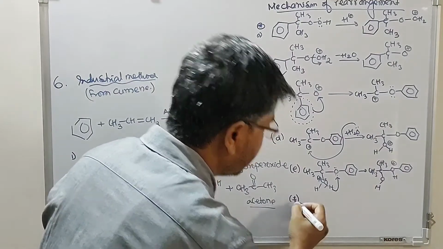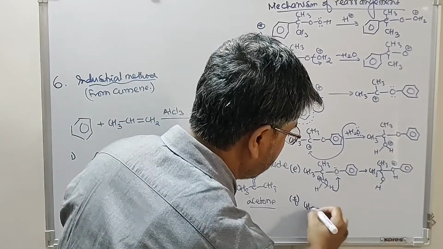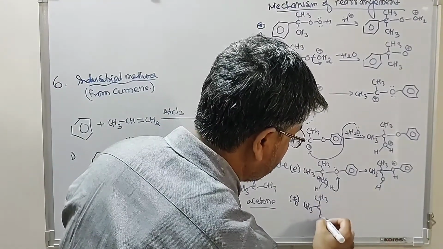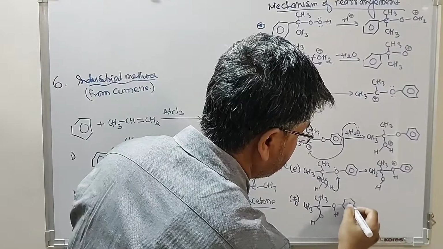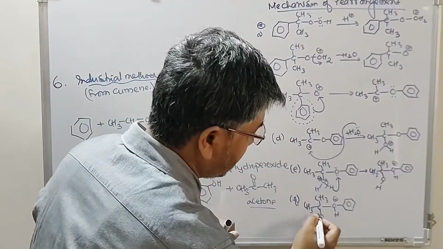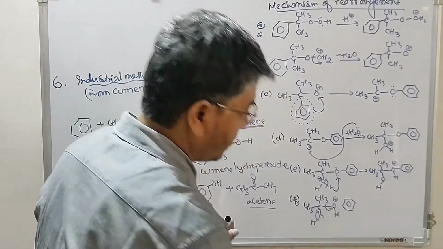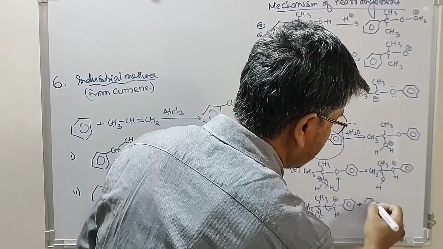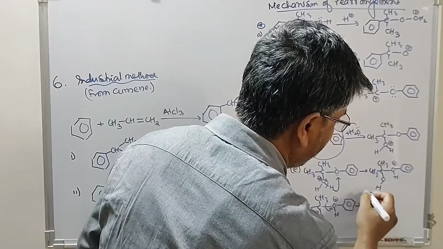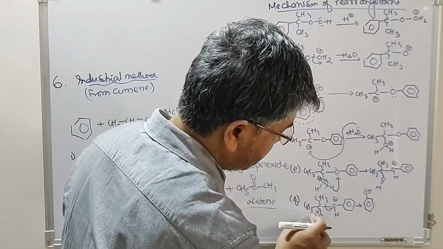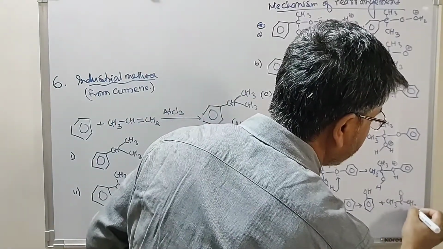Now, in the next step of this rearrangement, look at this. This electron is transferred between carbon and oxygen, and this electron goes with oxygen. So we have formed phenol from this part, and this is converted into acetone. So this is how this rearrangement takes place.